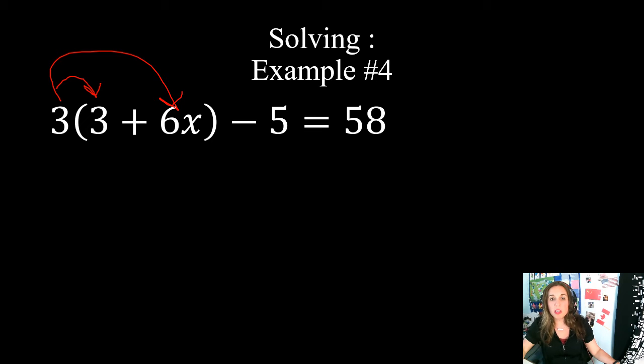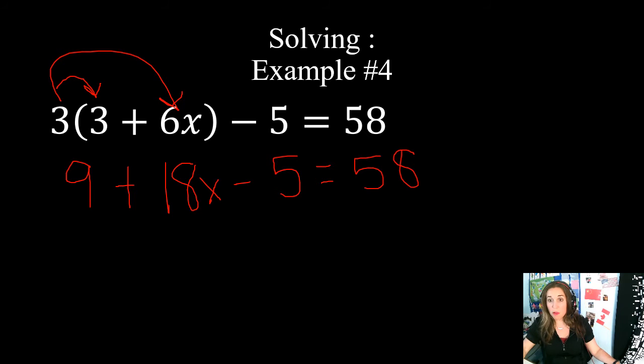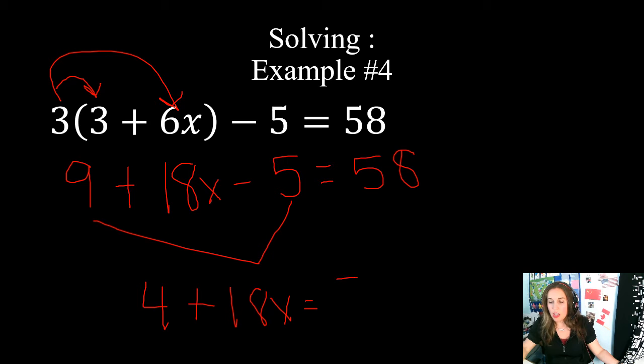So 3 times 3 is 9. Plus 3 times 6x gives me 18x. I can't forget that minus 5 equals 58. And now I'm going to combine like terms. I have two number terms here. What's 9 minus 5? Well, that's 4. So I have 4 plus 18x equals 58.